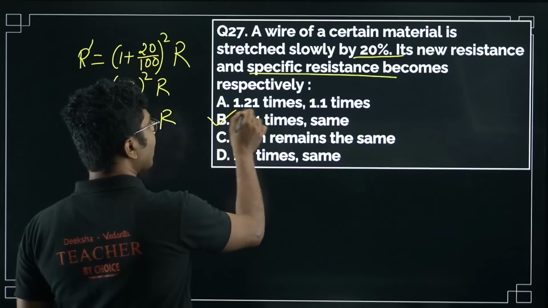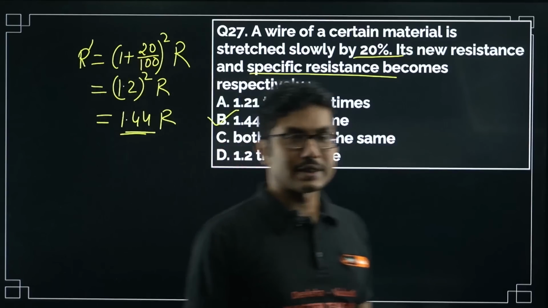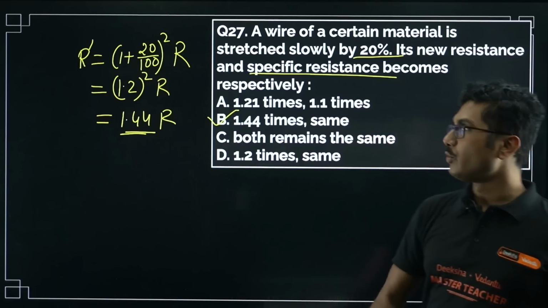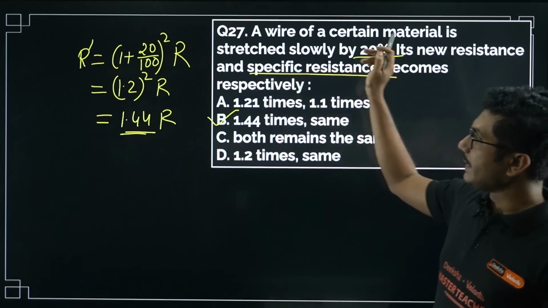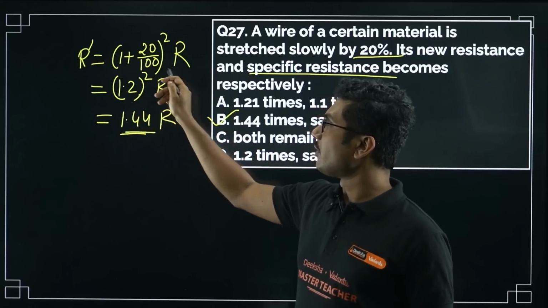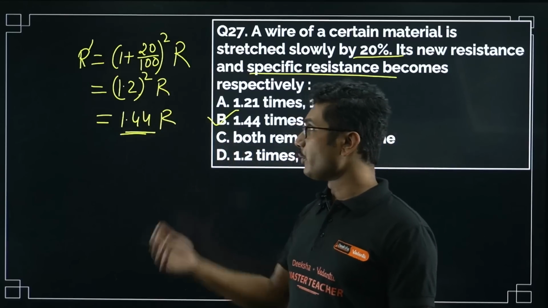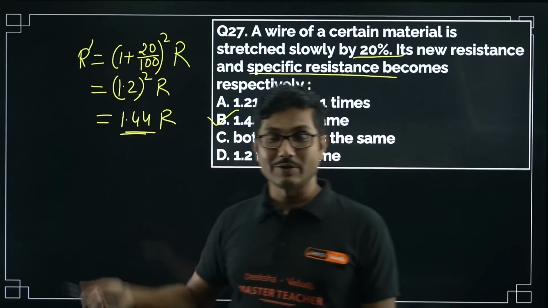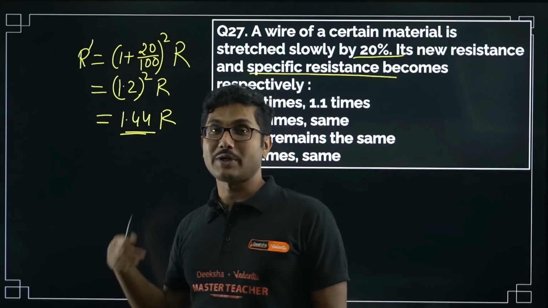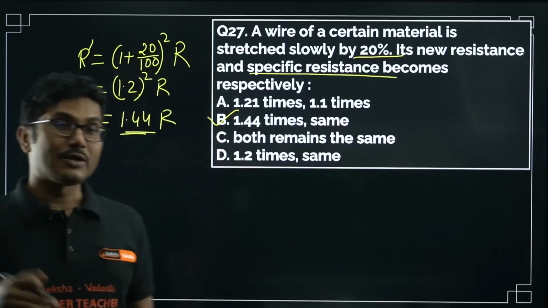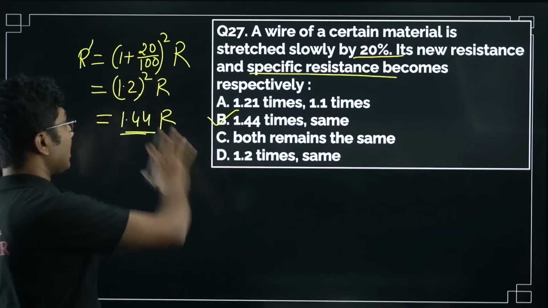You might think that 1.21 will always be the answer. It will not always be 1.21. Based on how much it is changing, you have to apply this formula and calculate it. Otherwise, you have to find the new length and from there calculate the corresponding area. That will be a very, very long process. This is the shortcut process.